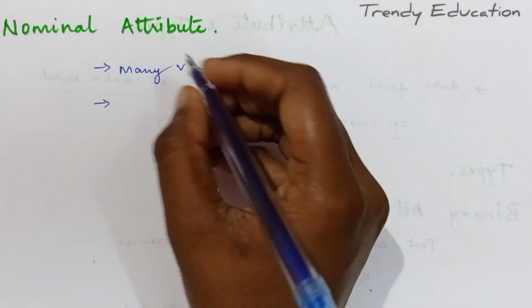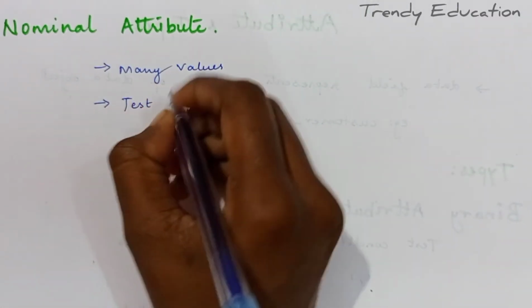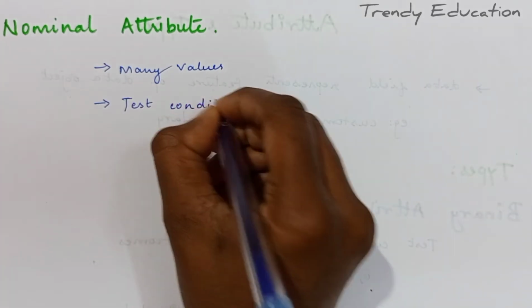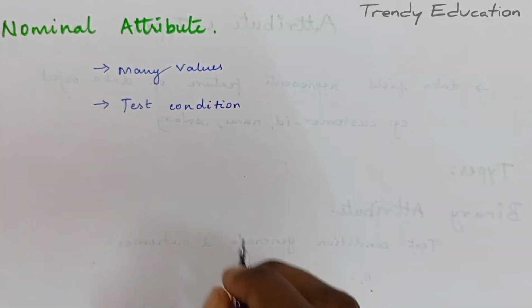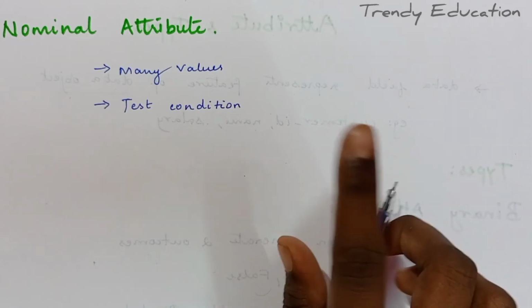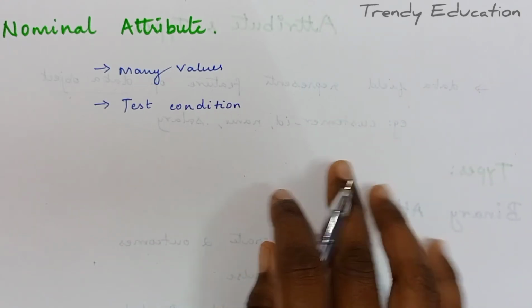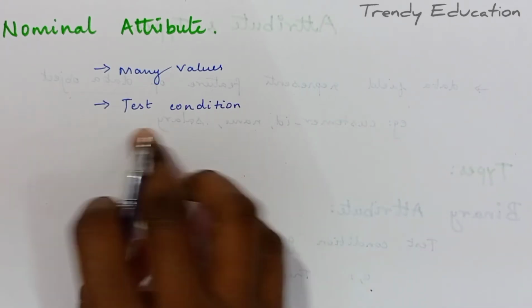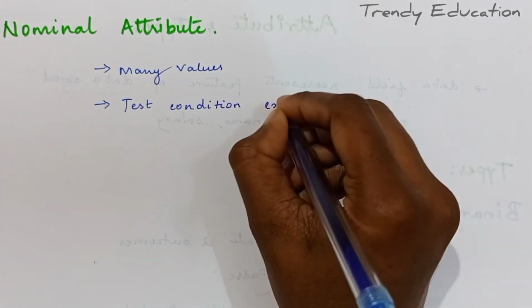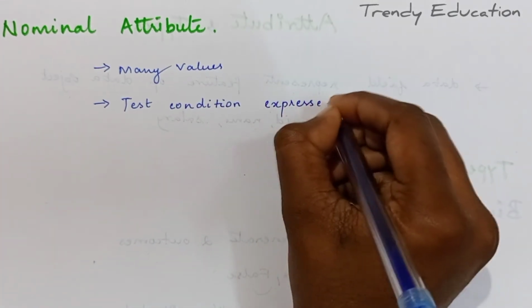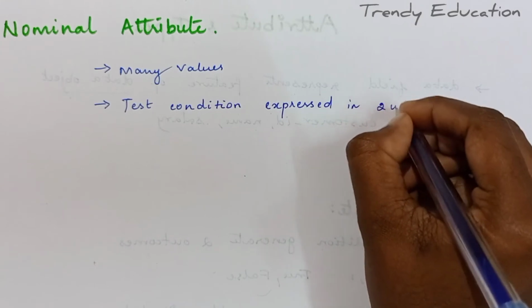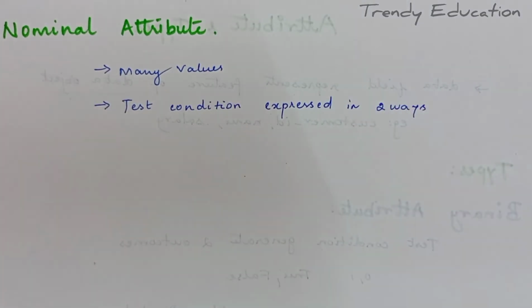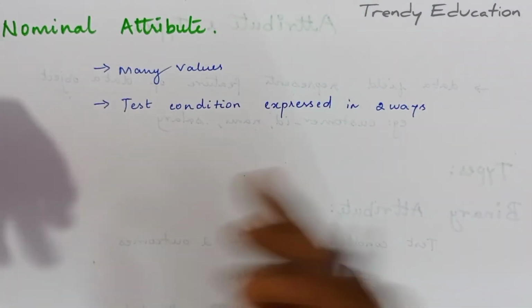The second point here is that the test condition can be expressed in 2 ways in nominal attributes. In binary attributes only one way is there to show the test condition. But in a nominal attribute, we can express the test condition in two ways. What are those two ways? The binary split and the multi-way split.